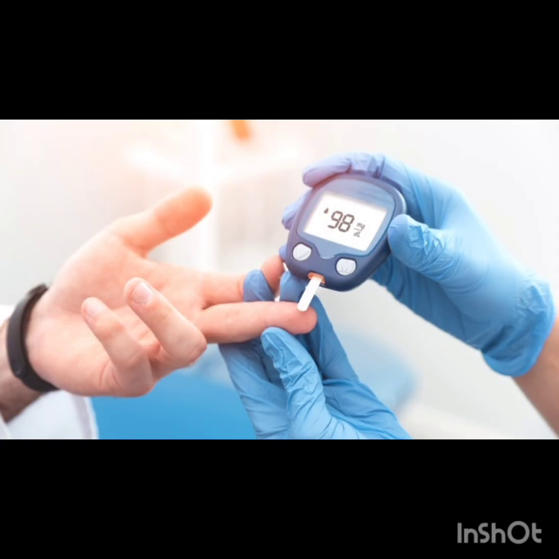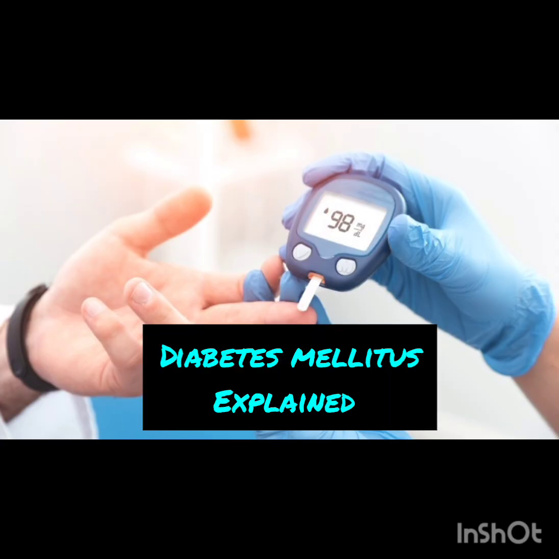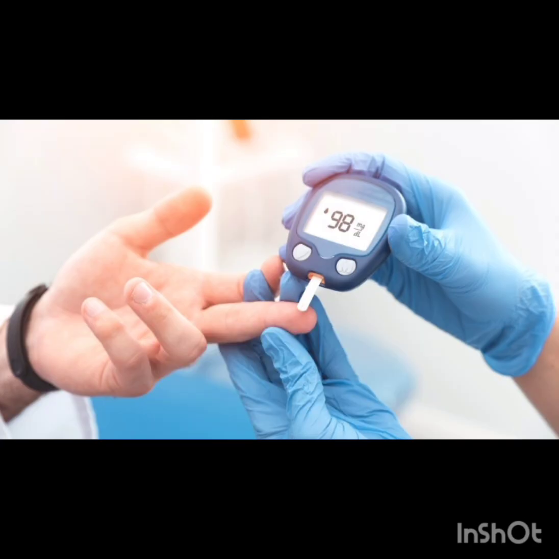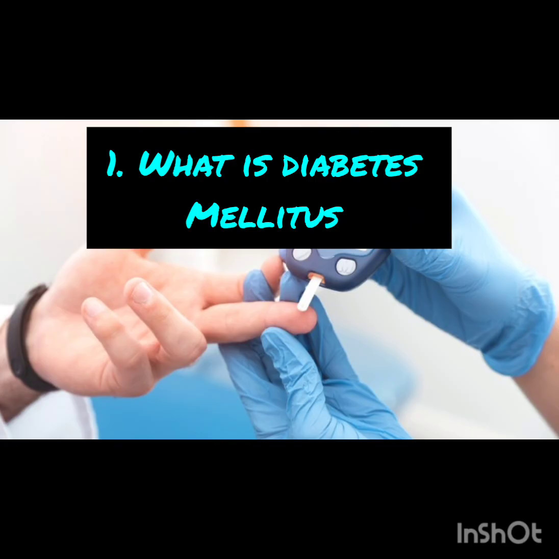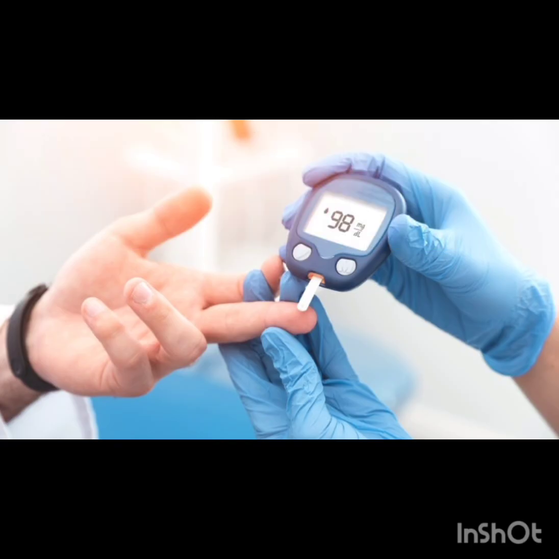Today we are going to talk about diabetes mellitus, and in the next topic we are going to talk about gestational diabetes. So what is diabetes mellitus? Diabetes mellitus is a chronic metabolic disorder where there is either autoimmune destruction of the pancreatic islets of Langerhans, or what we call insulin resistance.